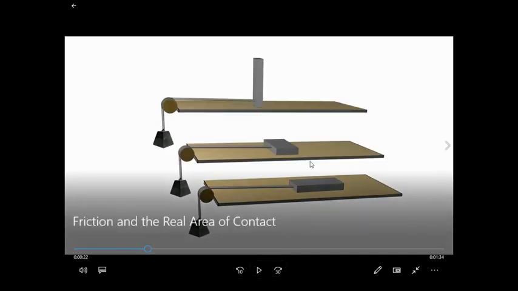Anybody wondering why it says apparent area of contact? It comes into play later on. But the discovery was that they just accelerate at the same rate. The amount of friction doesn't change, and for quite a while, people wondered why. And this video talks about it.